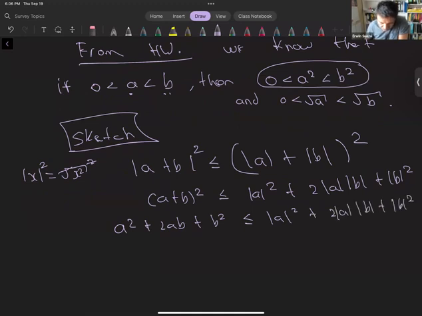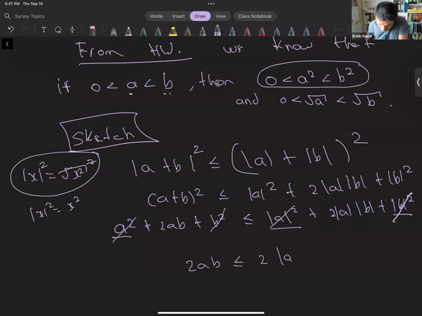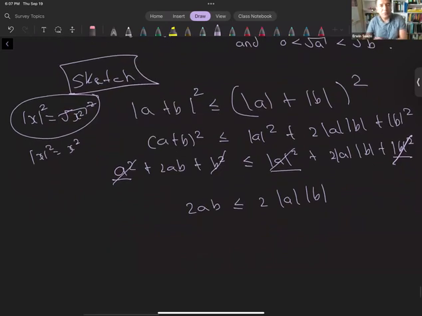But now notice the absolute value of A squared is the same as A squared. That's what we're saying here. So basically x squared equals x squared because it's positive, and the same thing here. So these two things are the same, so they cancel. So I got 2AB is less or equal to 2 times absolute value of A times absolute value of B. Now, is this true? This is true.